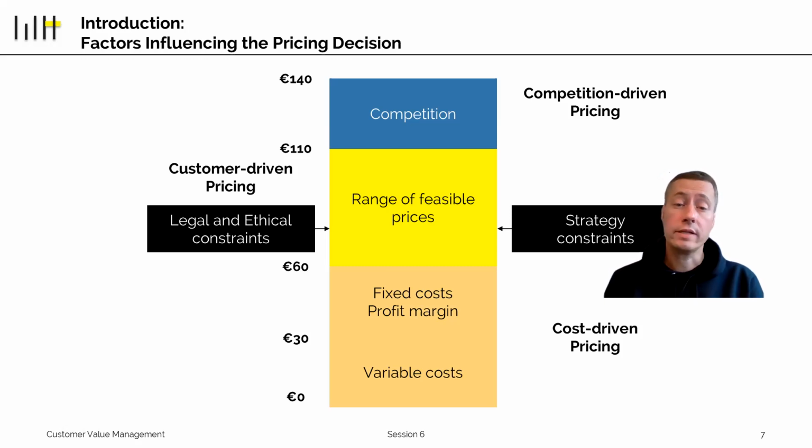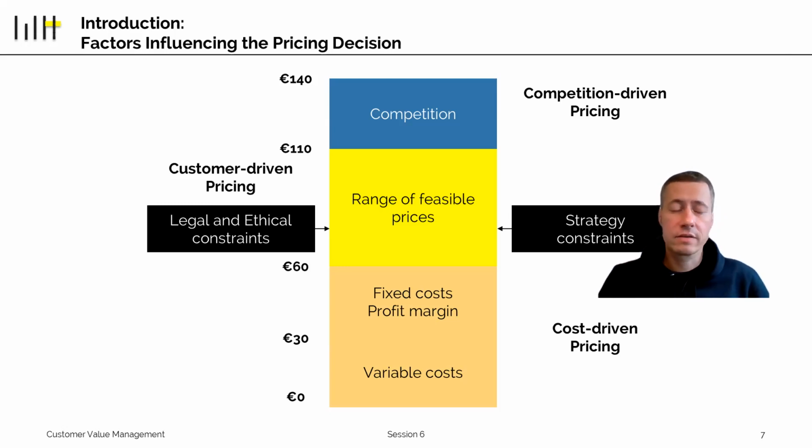However, there are two constraints. The first constraint is your cost, the variable cost and the fixed cost. If you have a variable cost of 30 and a fixed cost of 30, so a total cost base of 60, you probably shouldn't sell the product for less than 60. And the second constraint is your competition. If your competitors sell exactly the same or a very similar product for 110, you might have a hard time charging a price higher than 110. So costs determine a lower threshold on prices, and competition tends to determine an upper threshold on prices.